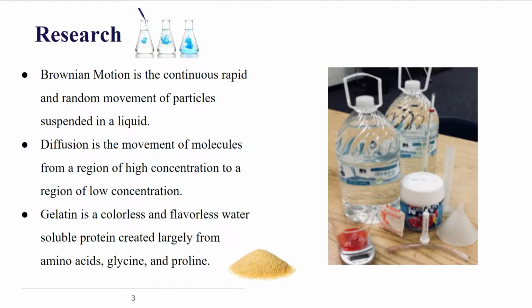The research. We had to research 3 things: Brownian motion, diffusion, and gelatin. Brownian motion is a repeated but rapid and random movement of particles suspended in a liquid. Diffusion is the movement of molecules from a region of high concentration to a region of low concentration. Just like air freshener. You spray it in one place and eventually it will spread to the whole room.